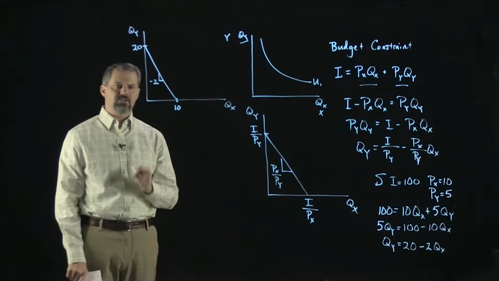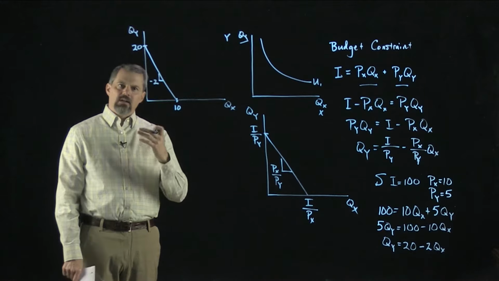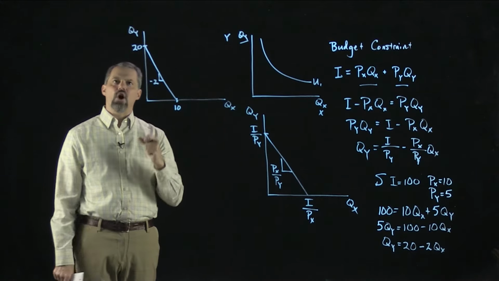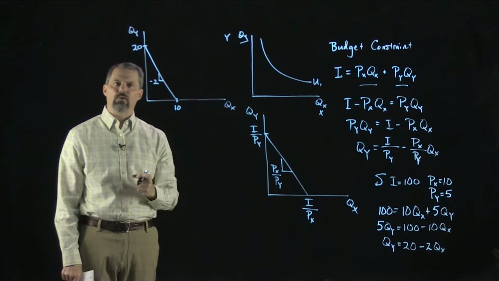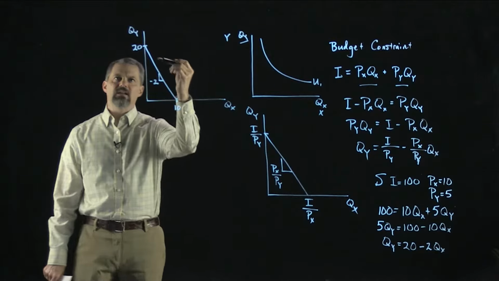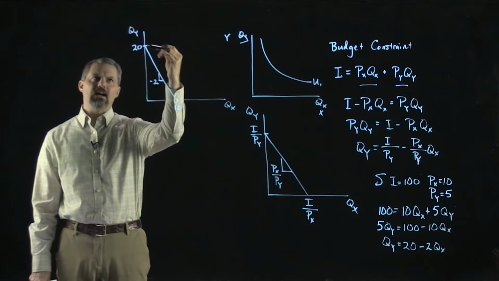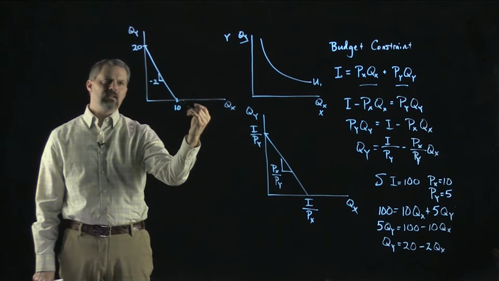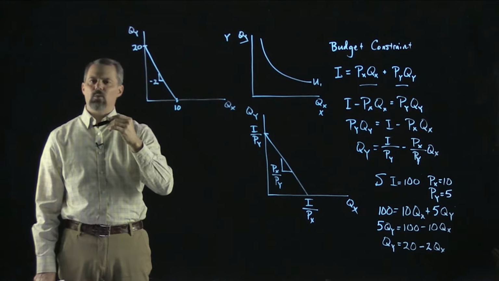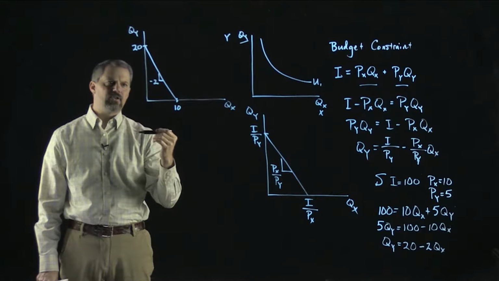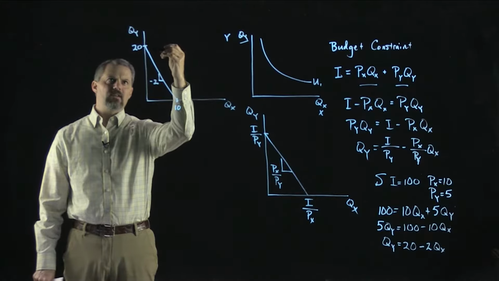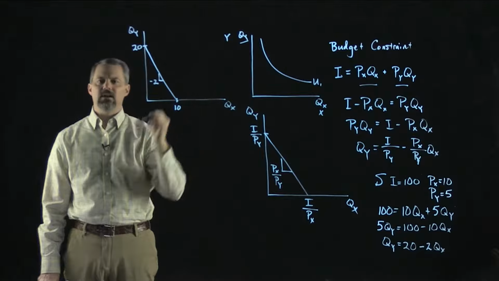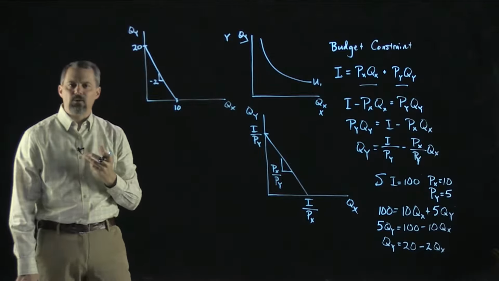Now here's what the budget constraint tells us. Graphically, it represents all of the bundles the consumer can afford. The consumer could spend all of their money on good Y and buy 20 of them, or all of their money on good X and buy 10, or they could spend half their money on one good and half their money on the other good. But any point on this budget constraint represents an affordable bundle.